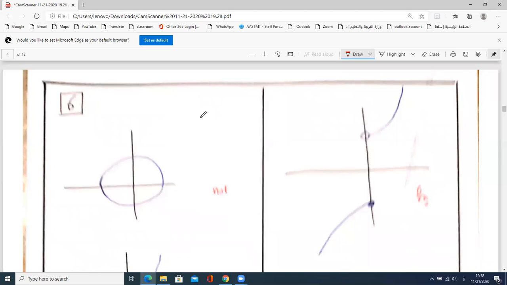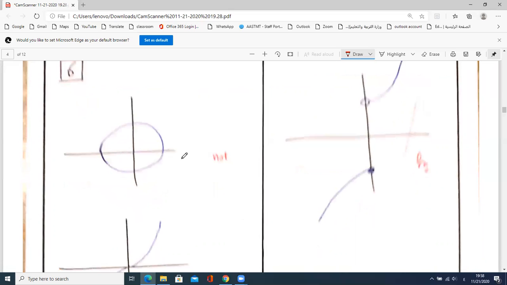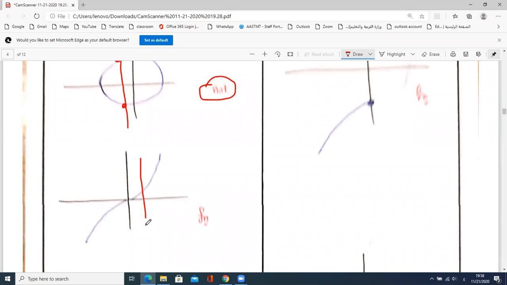Now we have a lot of questions, a lot of graphs, and we want to know which of them is a function and which is not a function. The first graph is a circle. If you draw a vertical line in any position, you will find that there are two intersection points, then it's not a function. The second one, if you draw a vertical line, you will find that there is only one intersection point, then this is a function. Correct.